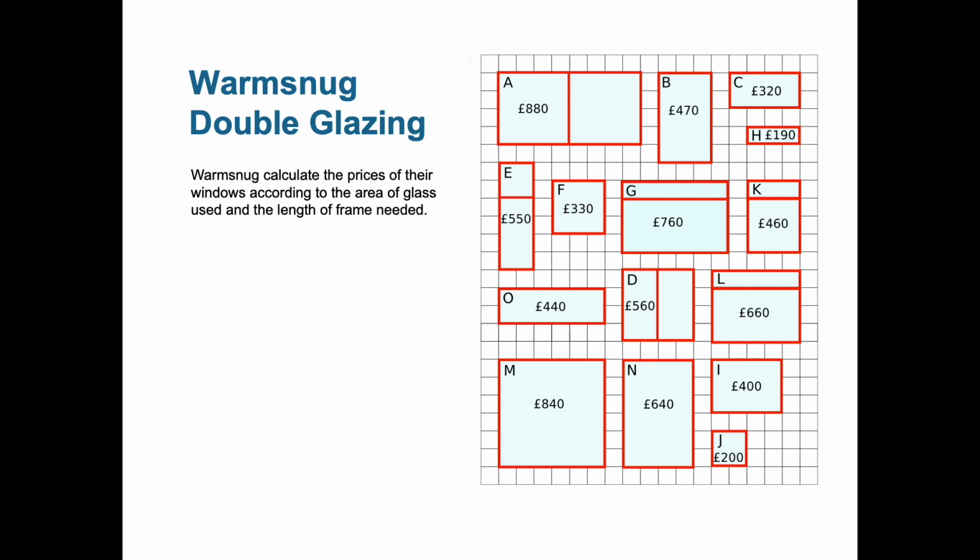So some of the windows are single pane with a single frame, such as B and F, and some of the other ones are made up of two panes of glass with some internal framework as well, such as A, E, and G.